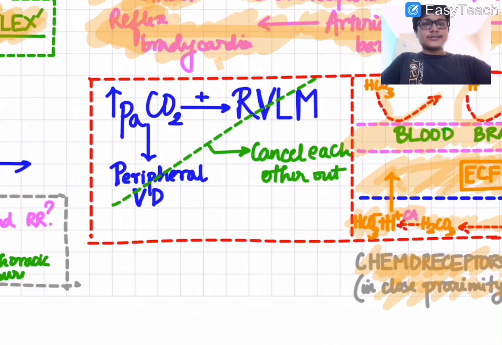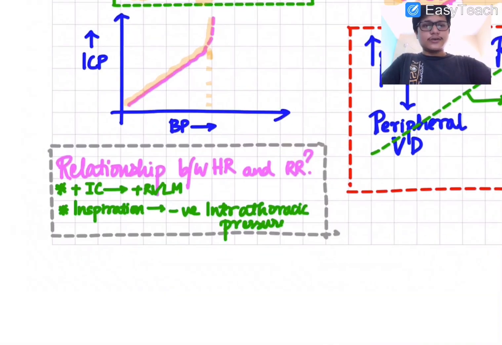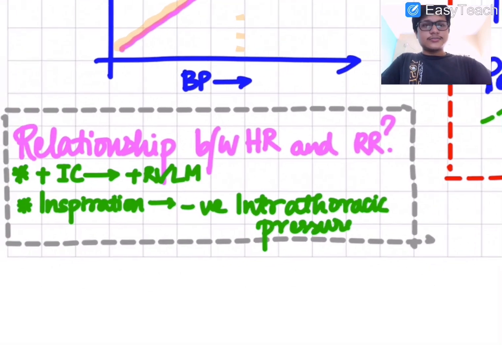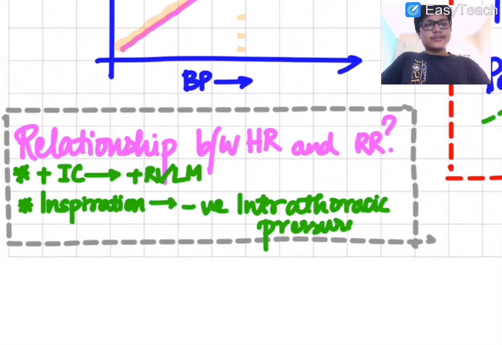Oh, and one thing I forgot to discuss, actually this is a small homework for you, is the relationship of heart rate and respiratory rate. Okay, so I'll give you two clues. One is that the inspiratory center lies in close proximity to the RVLM. So when the inspiratory center is stimulated due to central irradiation, the RVLM will be stimulated.